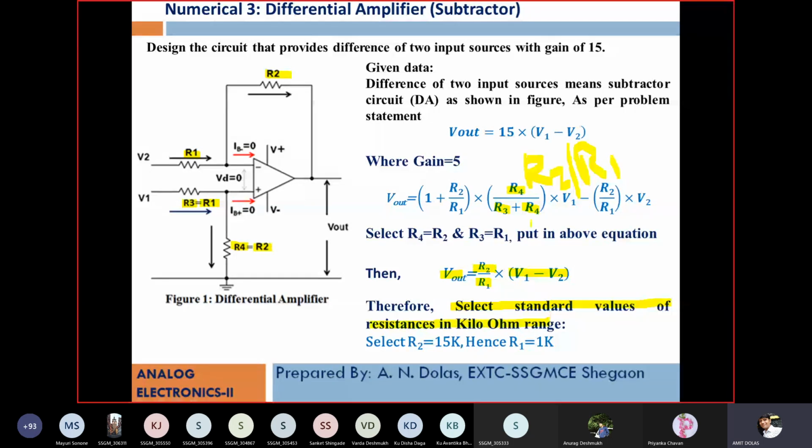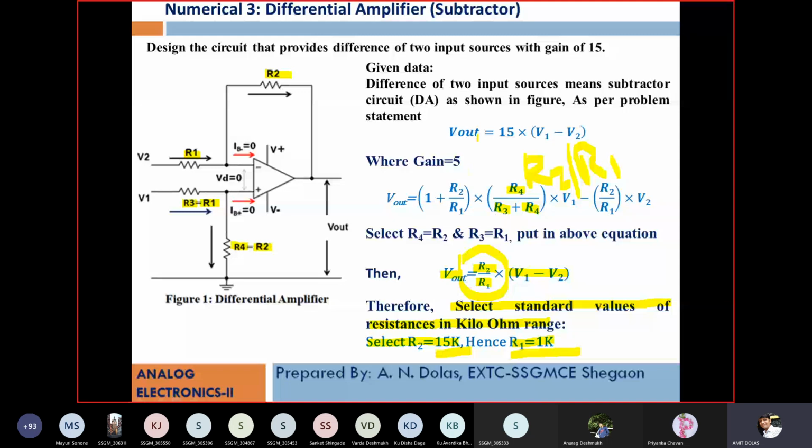So select the standard values of the resistance in kilo ohm. What I want is R2 by R1 equal to 15. This ratio must be equal to 15. So suppose I select R2 as 15K, then R1 will be 1K. If R2 is 30K, then R1 will be 2K. If R2 is say 50K, R1 will be how much? Whatever the factor is, accordingly just choose R1 and R2, that's it.